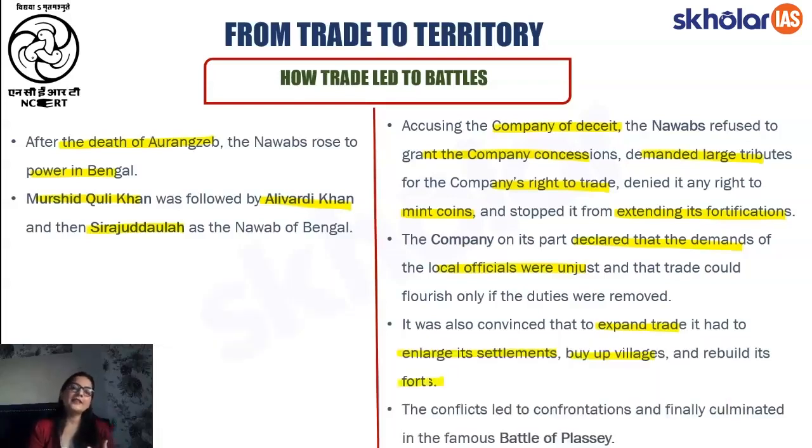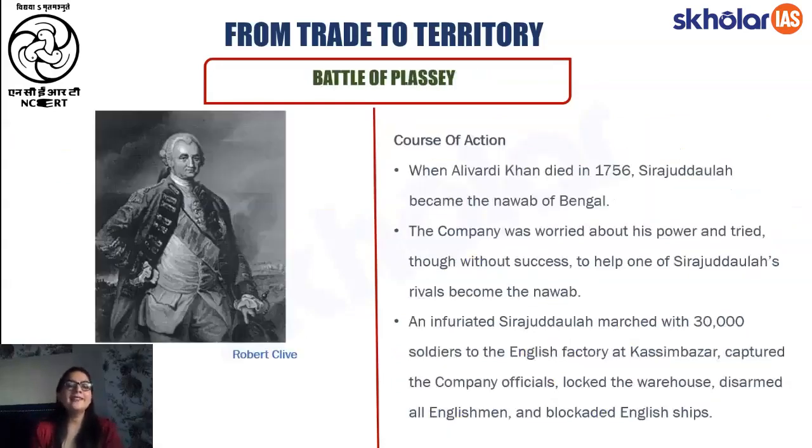So we can see here how the interests of the company and the local rulers were absolutely conflicting, and this in turn escalated, which further led to the Battle of Plassey. So students, these conflicts led to confrontations which culminated in the famous Battle of Plassey in Bengal. Now students, let us understand the course of the Battle of Plassey, what happened during it, and what were the reasons behind this particular battle.